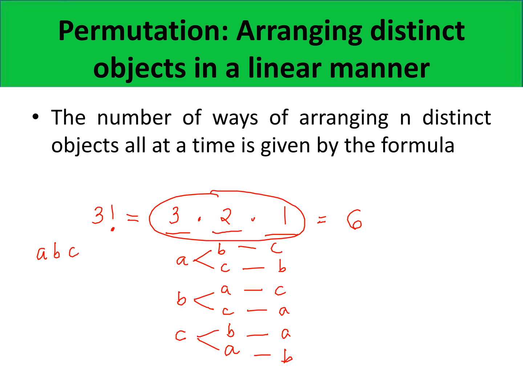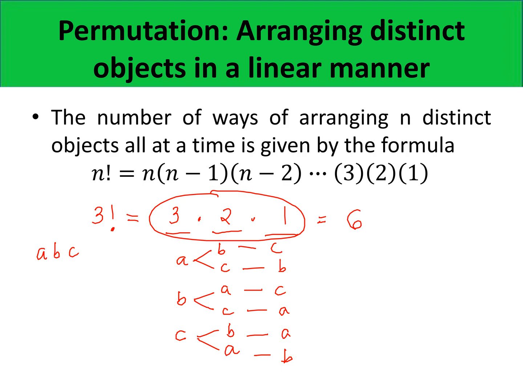To formally define this, the number of ways of arranging n distinct objects all at a time is given by the formula n factorial, which is the product of n, n minus 1, n minus 2, and so on until we reach 3 times 2 times 1. We note here that 1 factorial is defined to be equal to 1, and 0 factorial is also defined to be equal to 1. You can find the factorial notation in your calculators so that in the future, if you need to solve problems that involve factorial, you can easily determine the answer.